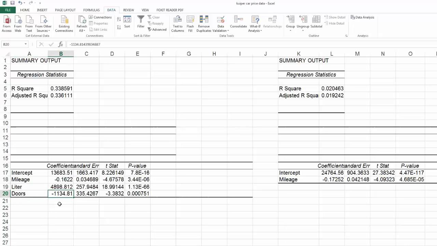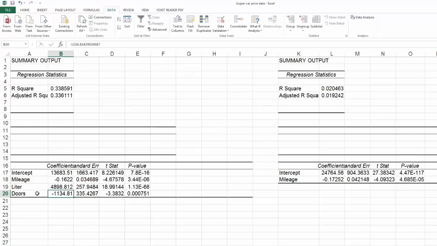So the way you have to interpret this is to say, well, if the number of doors increases by 1, so if I went from a 2-door car to a 3-door car, which doesn't conceptually make any sense, but that's how I have to interpret this variable. So if I increase the number of doors by 1, then it pushes down the price of the car by $1,135. And its t-stat is good. I mean, it's bigger than -2. Its p-value is low.